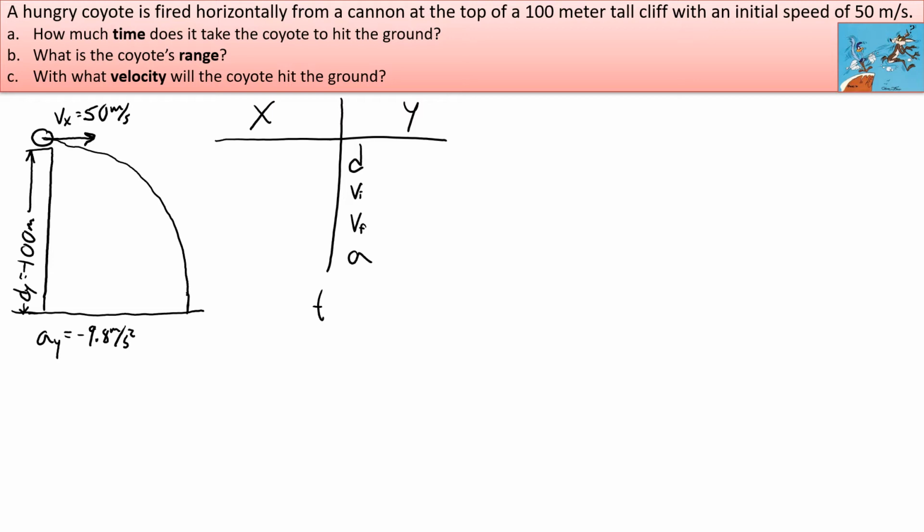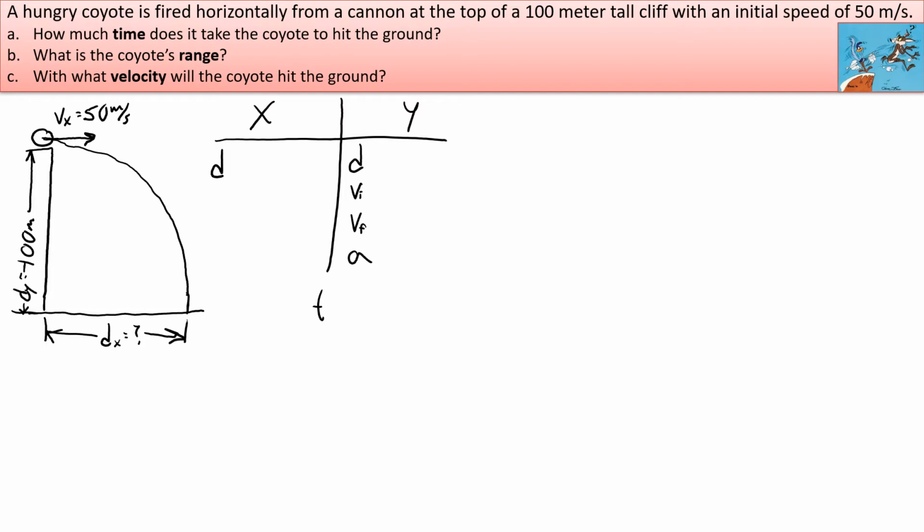Okay. In the x side of things, and I'm actually going to move the acceleration there. So the x direction, this is dx. We don't know what the range is yet, but we can calculate it, okay? How far does it go from the base of the cliff? What's the range? What's the displacement in the x direction, okay?